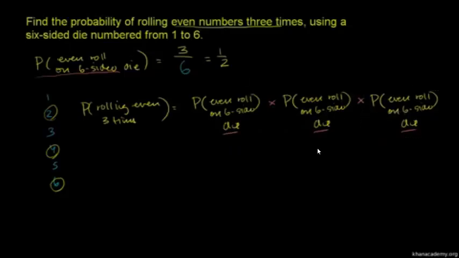They're independent events. So this is going to be equal to 1 half, that's the same 1 half right there, times 1 half, times 1 half, which is equal to 1 over 8. There's a 1 in 8 possibility that you roll even numbers on all three rolls. On this roll, and that roll.